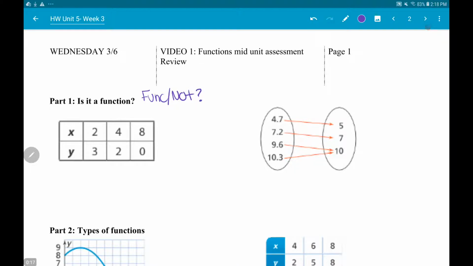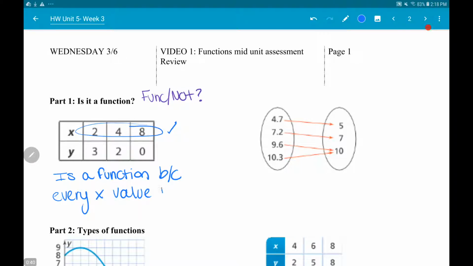All right, so when we are looking for if it is a function or not a function, we're looking at our x values. So first I'm going to see, are x values repeating? 2, 4, 8. Nope, they're all different. So that means it's good. So this is a function because every x value has its own y value.